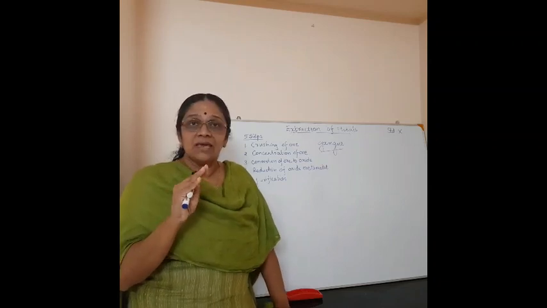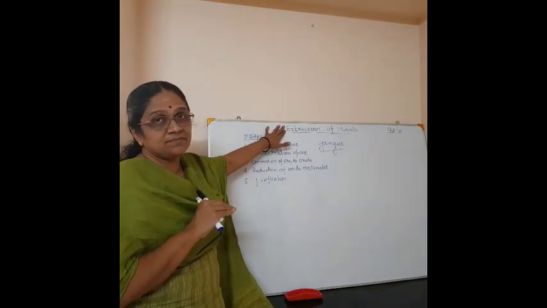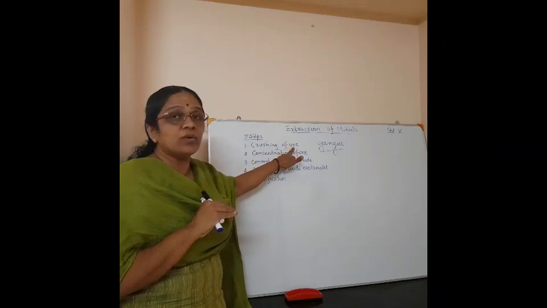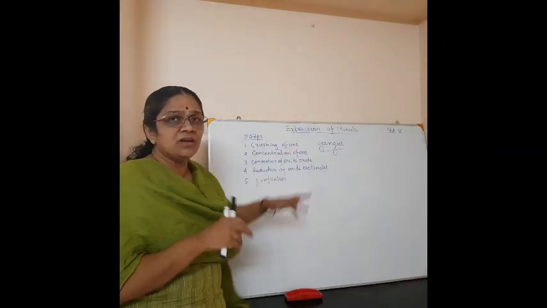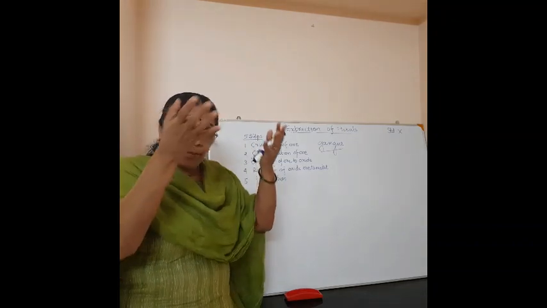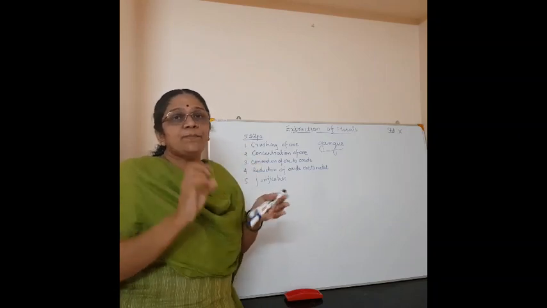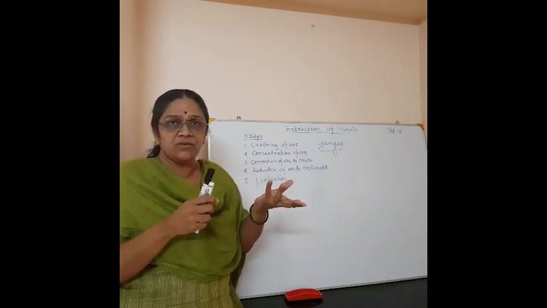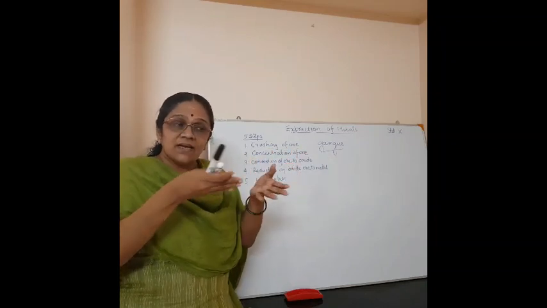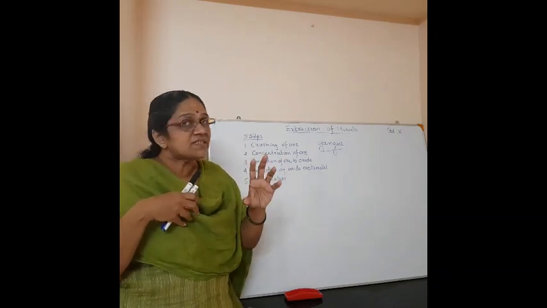Mainly there are 5 steps in the extraction of metals. The first step is crushing of the ore. What do you mean by crushing? Crushing means the ore we get from the earth's crust is a big one, so we have to break it down into smaller pieces. The big pieces are broken down into smaller pieces. That is the first step.